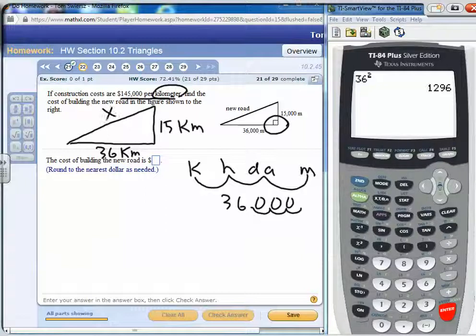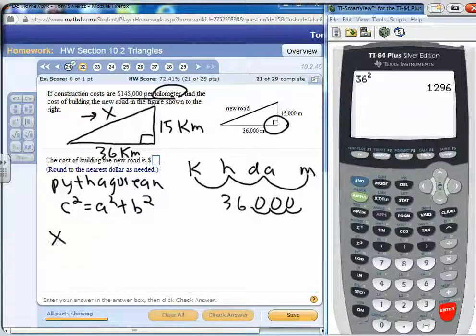We need to find the length of the new road. Now, the right angle is here. The new road is opposite the right angle, so it is the hypotenuse. Using the Pythagorean theorem, c squared equals a squared plus b squared. My new road is x, or you can use whatever variable you want, and x squared is equal to 36 squared plus 15 squared.